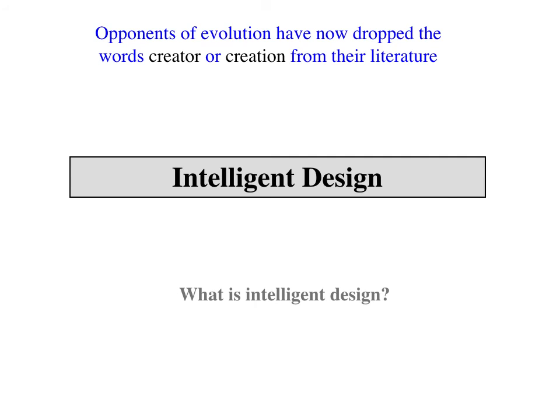So after that defeat, the creationists had to again sort of reevaluate their strategy. And you have to give it to them, they're fairly tenacious, but they decided, okay, we're going to drop creation or any reference to a creator at all. They did that from their literature, and they instead decided to begin to argue for an intelligent designer, or for this notion of intelligent design. Another word that's associated with that is irreducible complexity.